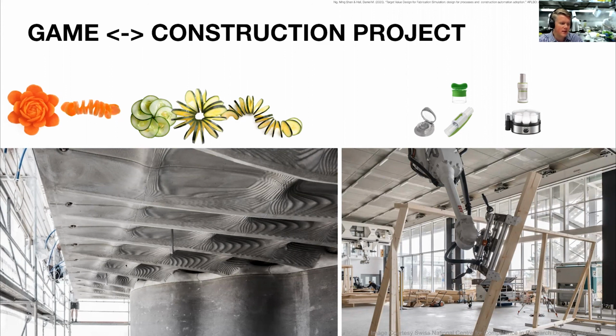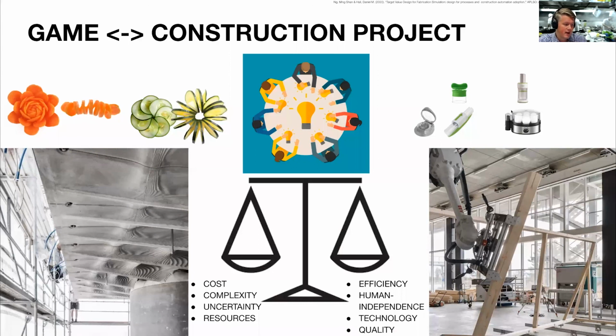So in this case, on the left, you have more advanced design. And here on the right, you have more advanced tools and robotics. So we need to also understand what these tools are capable of producing during design. And we also need to understand the cost implications of these tools. And this is where target value design offers a very good opportunity to manage this process. So we have to balance these things, right, of cost, complexity, uncertainty, and resources with also this efficiency, human independence, technology, and quality.